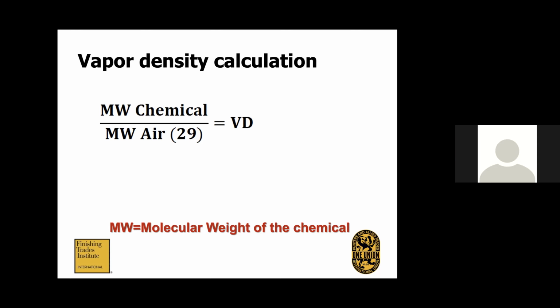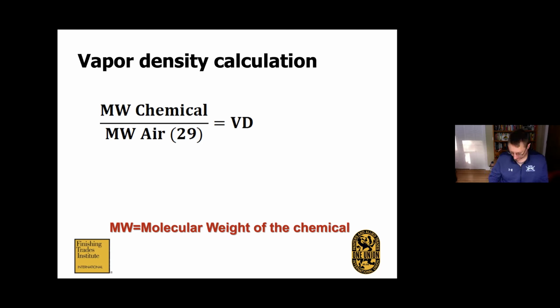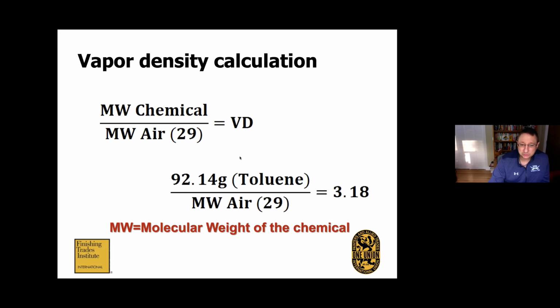Yeah, 92.1. Okay, great. 93.1. So you would put that in the numerator up here, and then you would just divide it by 29, which is air. For most cases, unless you're going to be deep in the ocean or up on top of Mount Fuji, it's going to be 29. So you take that for toluene, put it up there, divide it by air, you get 3.1. I said 3.6 the first time, I was off a bit, but it's around 3.